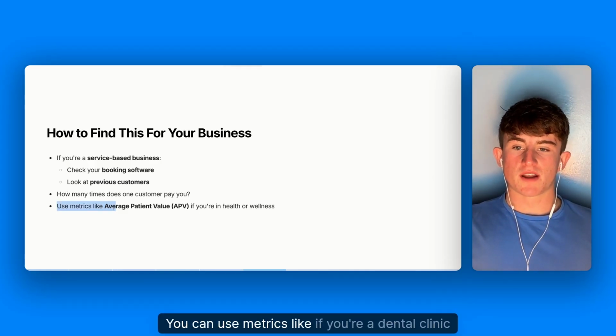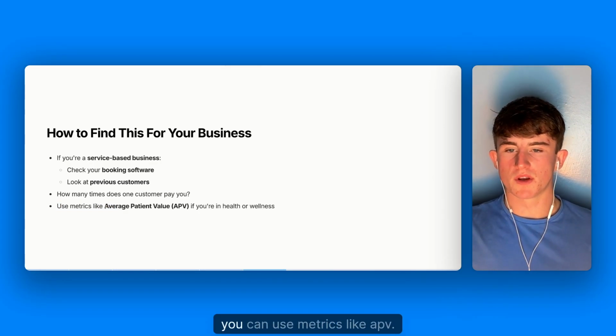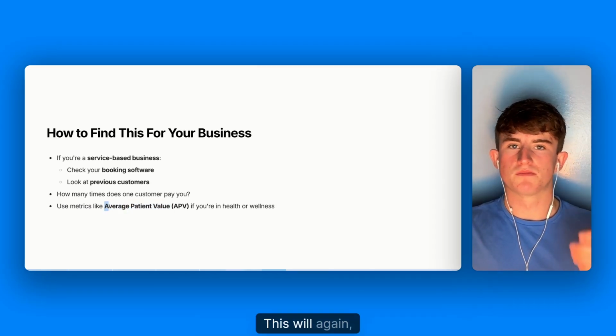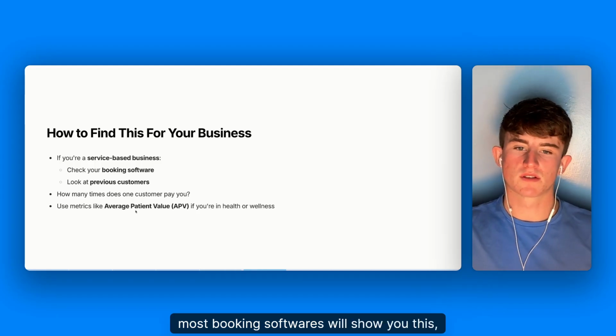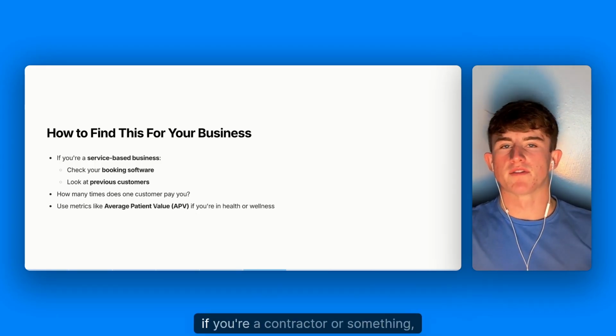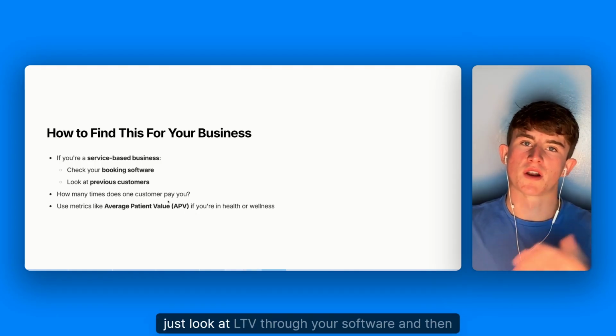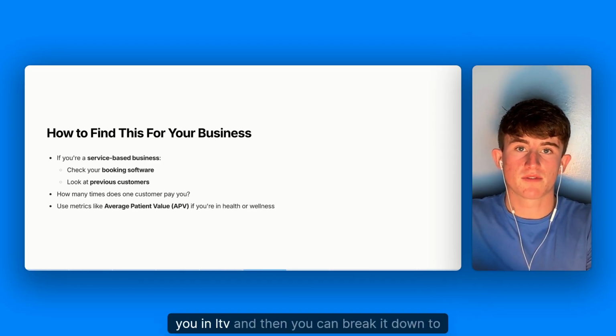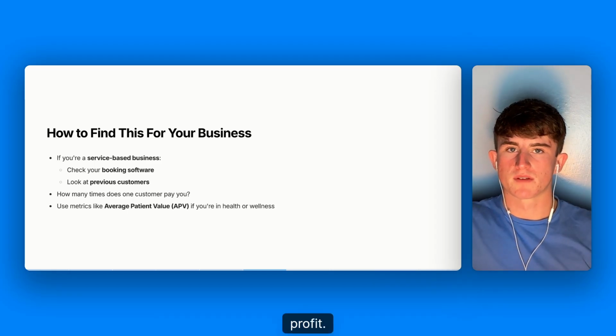If you're a dental clinic or a physio, you can use metrics like APV. This is the average patient value. Again, most booking software will show you this. But if you're a contractor or something, just look at LTV through your software, and then you'll understand exactly what that's generating you in LTV. And then you can break it down to profit.